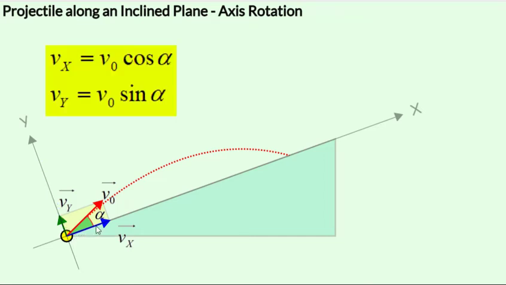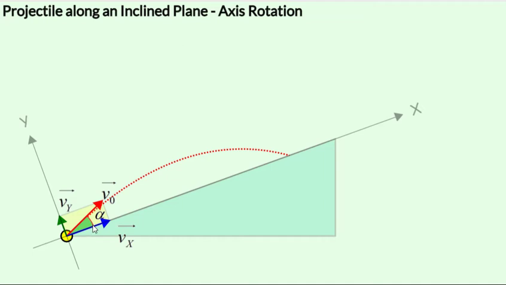So then Vx would be V0 times cos alpha, and Vy will be V0 times sine alpha, where alpha is the launch angle with respect to the incline. Remember now that Vx and Vy will no longer be parallel and perpendicular to the ground, but to the plane of the incline. So the initial velocity components change here accordingly.